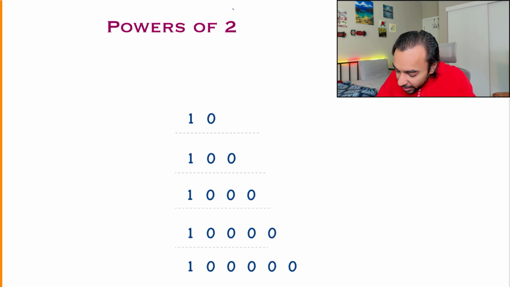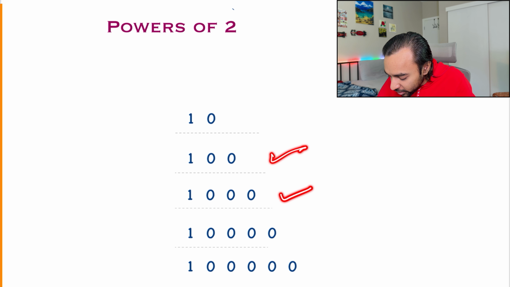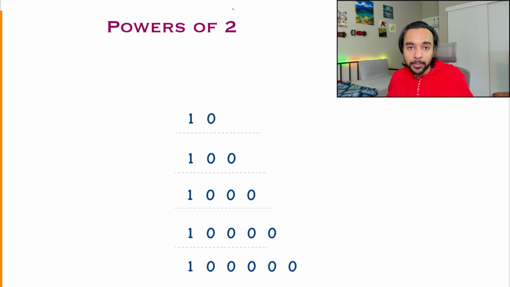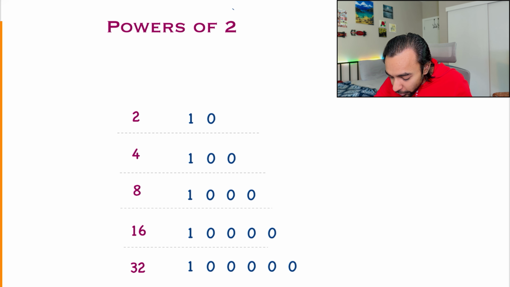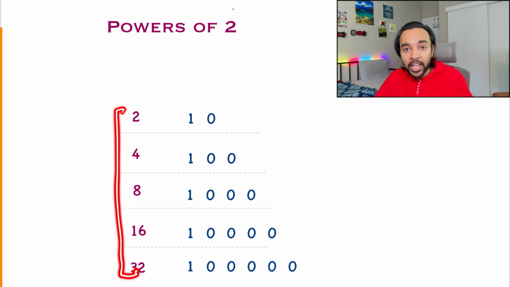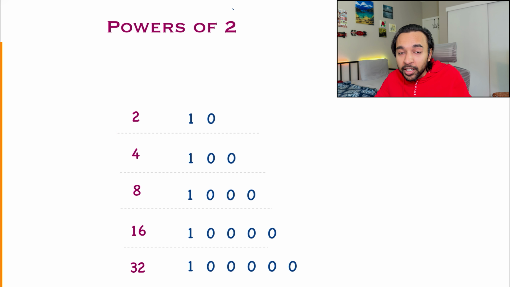Over here, what do I have? I have the binary number 10, then I have 100, then 1 followed by three 0s, then 1 and four 0s, and then 1 followed by 5 zeros. If you convert all of these numbers to decimal, you will end up with numbers like these. And what are these numbers? 2, 4, 8, 16, and 32. But they are also known as powers of 2.